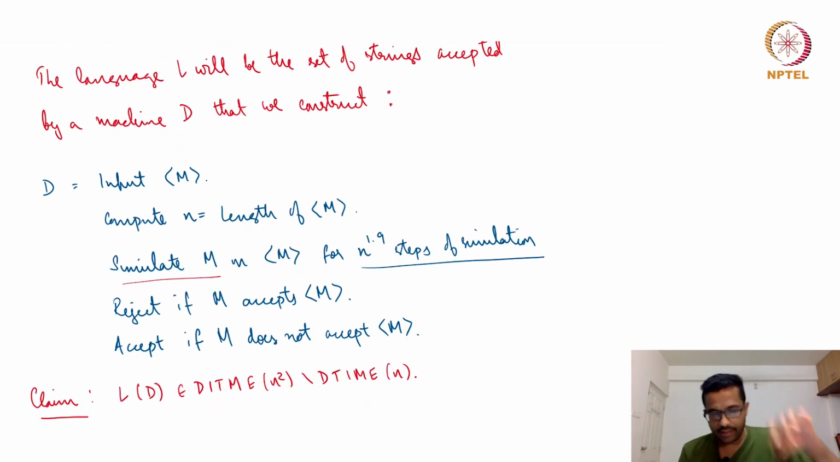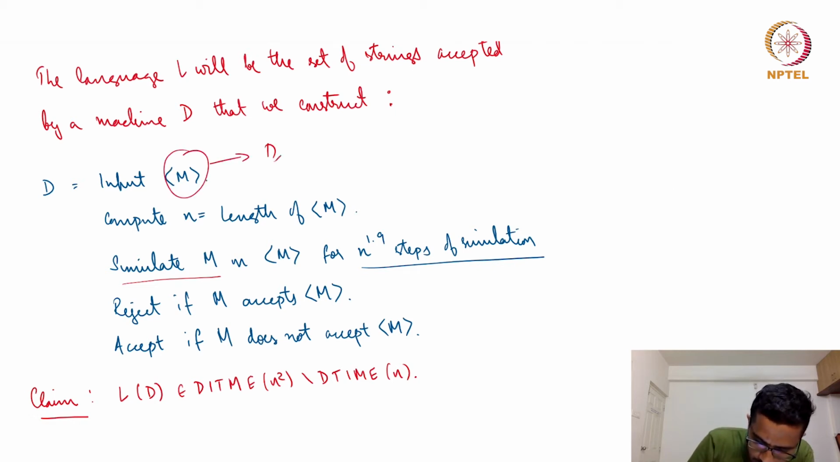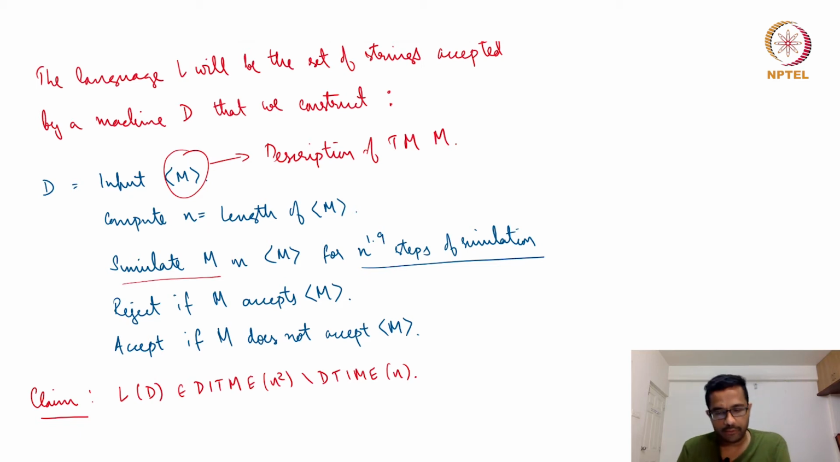So again, like I just said, this is very similar to the diagonalization of the undecidability. D again takes a description of a Turing machine M as the input, right? And then it computes the length of the description. This is the description of a Turing machine M, this M with angular brackets. So let n be the length of the description.